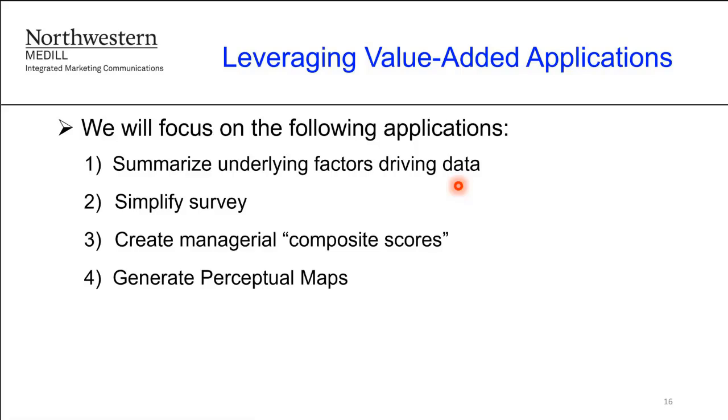Second, simplify surveys. We can remove some of the questions from the survey using the factor analysis, and I will show you how to do that in the following slides. Third, we can create managerial composite scores, and I will show you this later as well. And we can generate the perceptual map using the factor analysis.